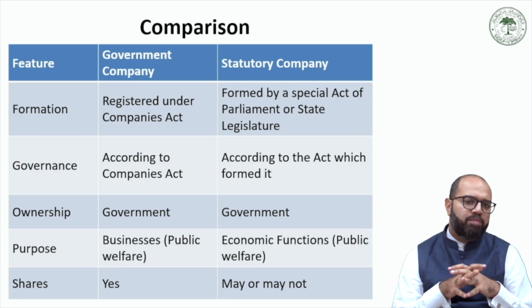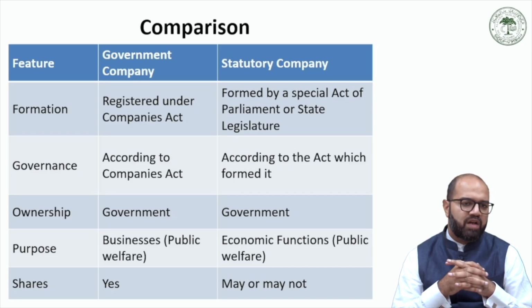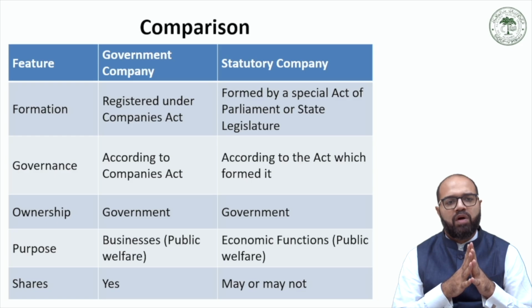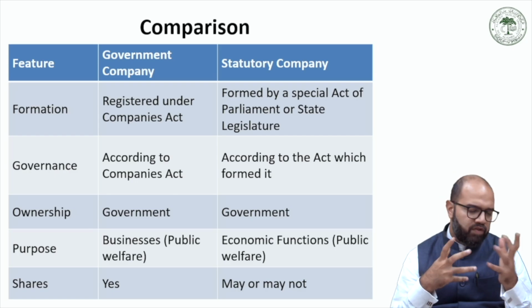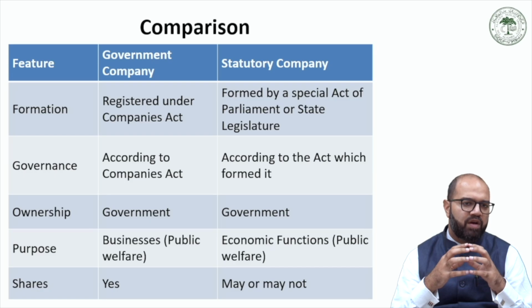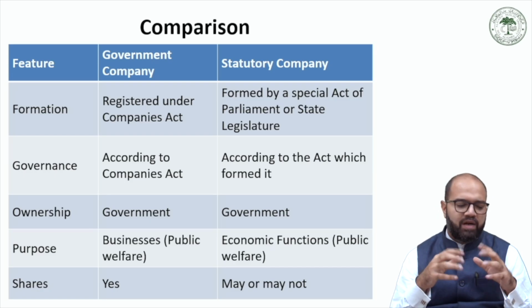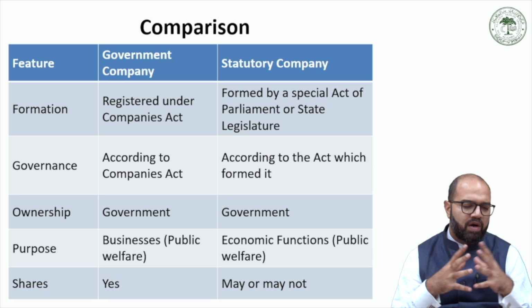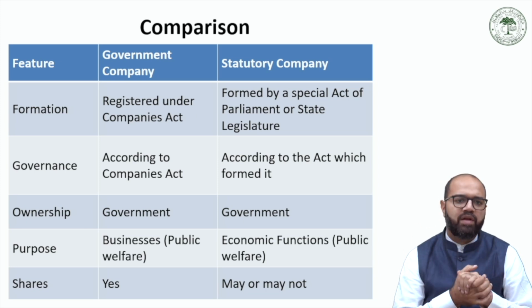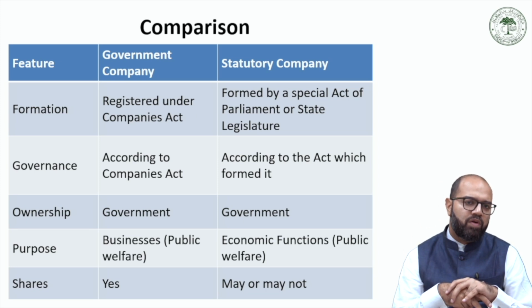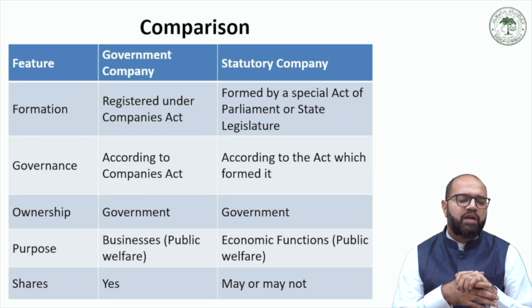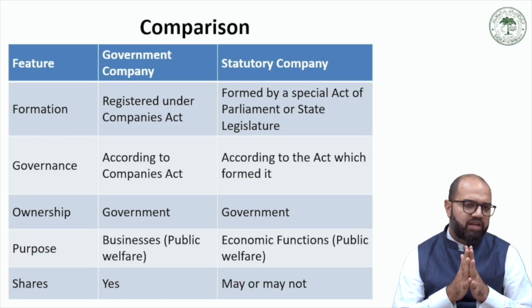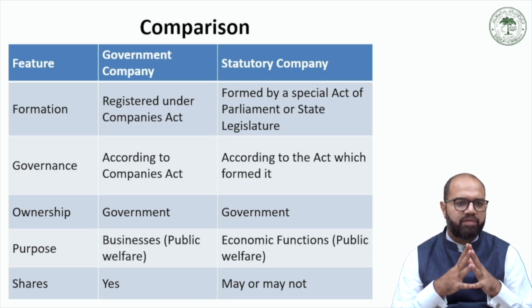Now, insofar as the purposes of these two companies are concerned, they could be different. So a government company may be for profit. So, while profit can be one of the objectives of a government company, it does not remain its only objective. So, while it does conduct business, but it seeks to conduct business essentially for public welfare. Whereas a statutory company has a more social economic function, obviously also of public welfare. So there could be some differences insofar as the purposes of these two kinds of companies are concerned.